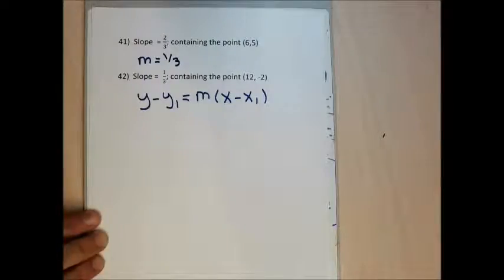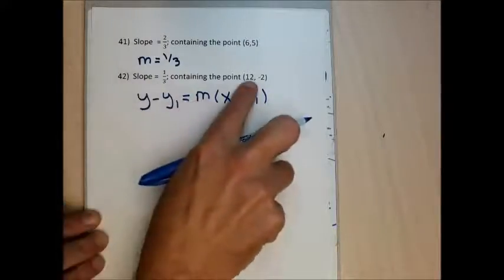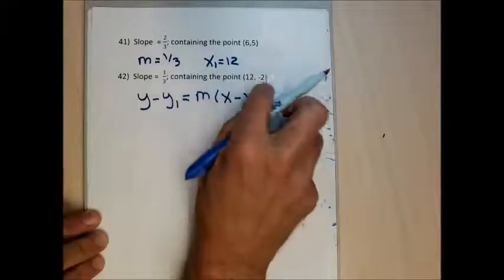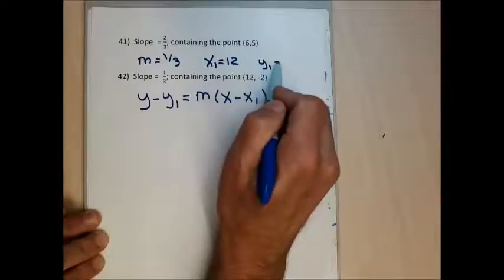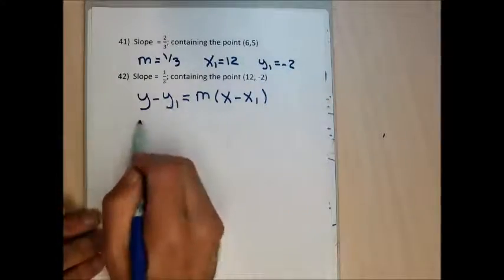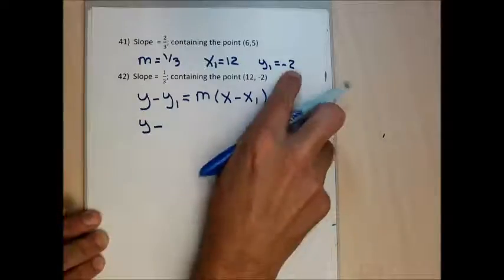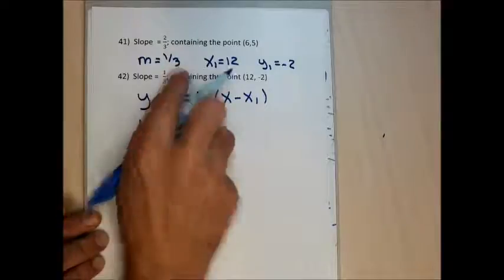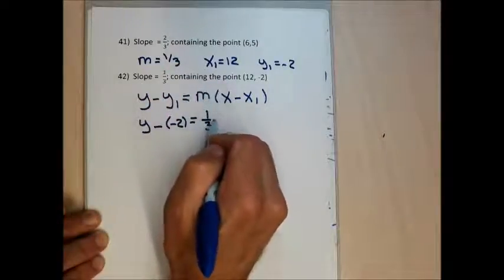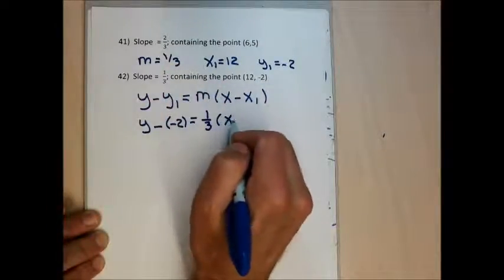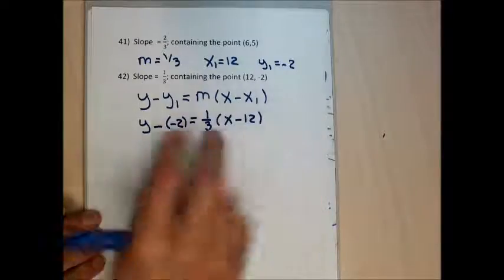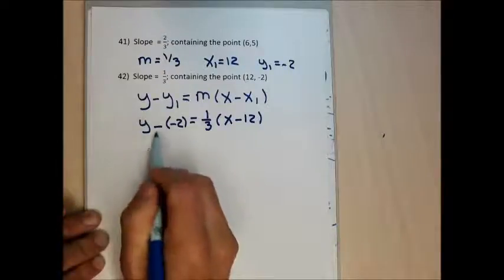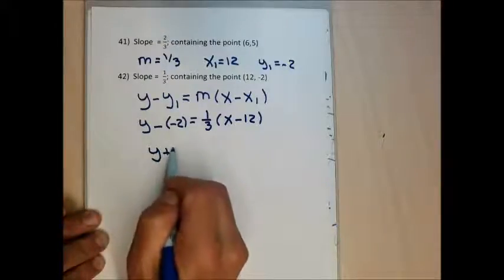So in this problem, I need to replace the m with 1/3, the x1 with 12, and the y1 with negative 2. When I do that, I'm going to get y minus, and then instead of the y1, a negative 2, so y minus a negative 2 equals m, which is 1/3, times x minus 12. On the left-hand side, this is where I made my mistake. For some reason, I changed that 2 to a 3. The double negative turns to positive, and I get a y plus 2.